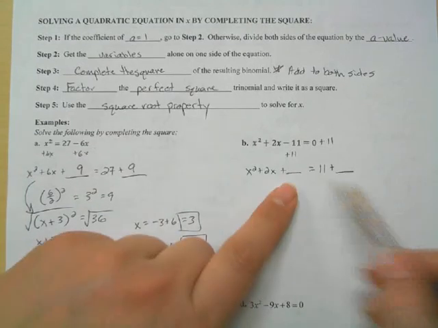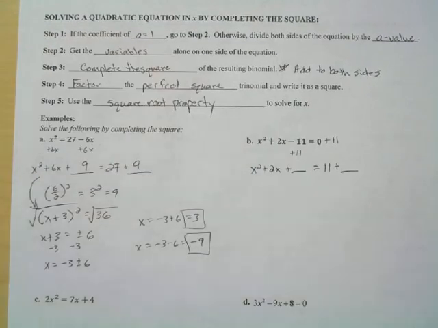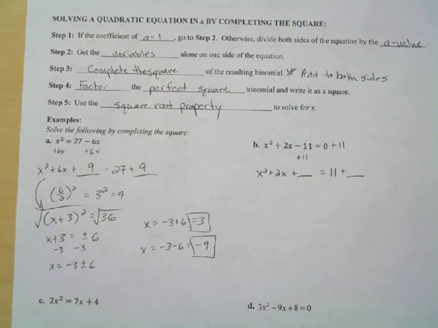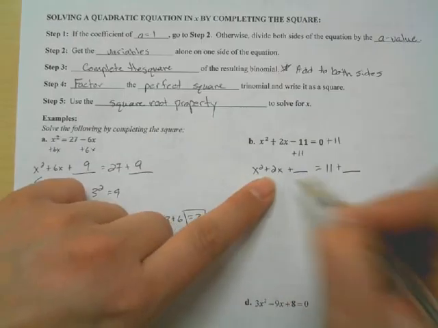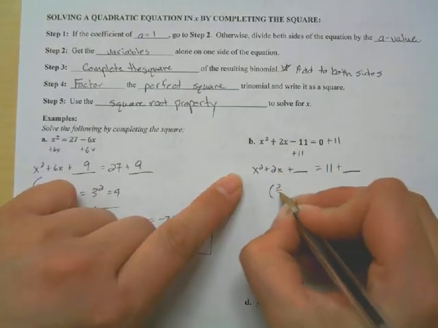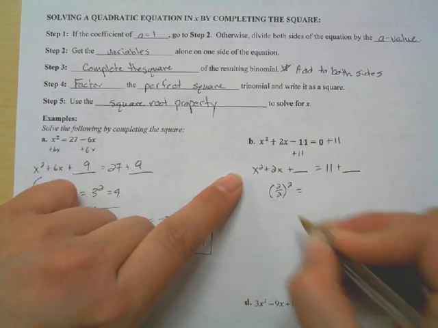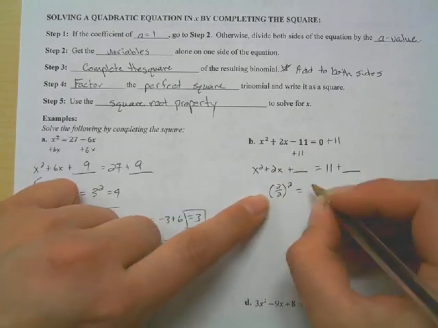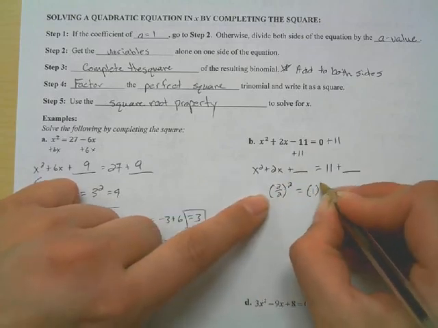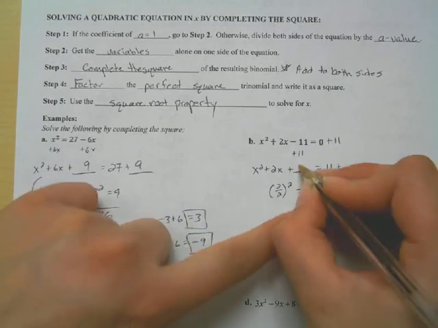You don't have to write blanks in there. I just do it because it helps me to remember to add it to both sides. So we are going to fill that blank with half of b squared. Half of b, 2 over 2 is 1. 1 squared is just 1. So we add 1 to both sides.